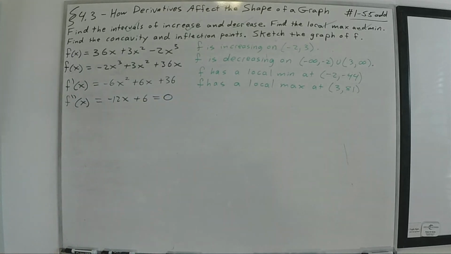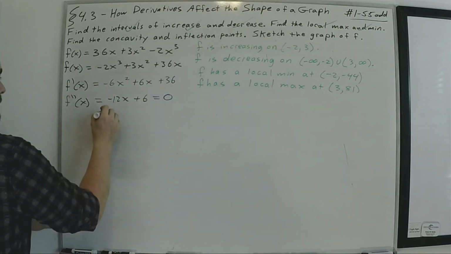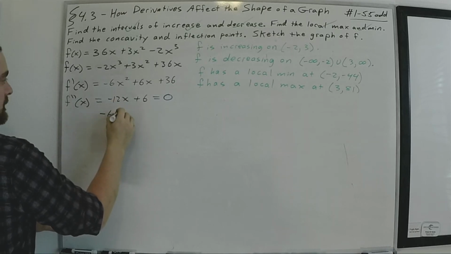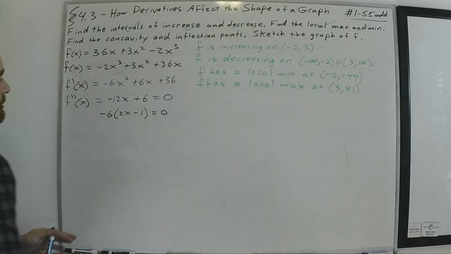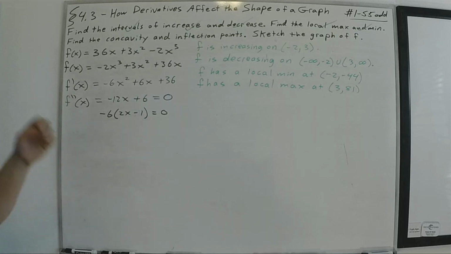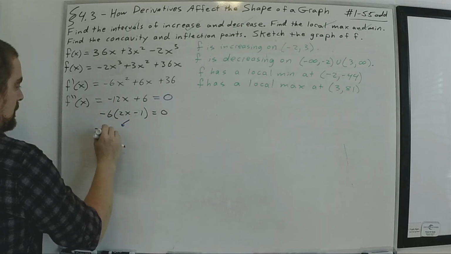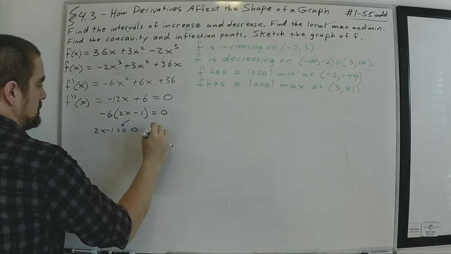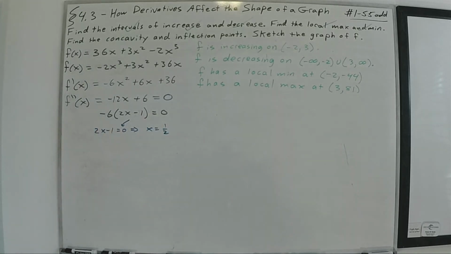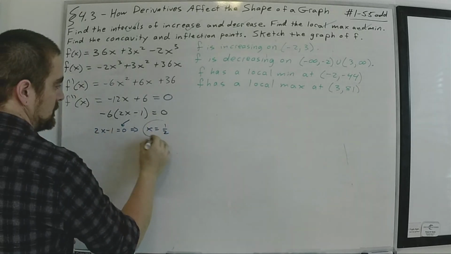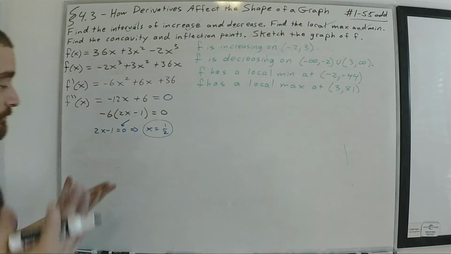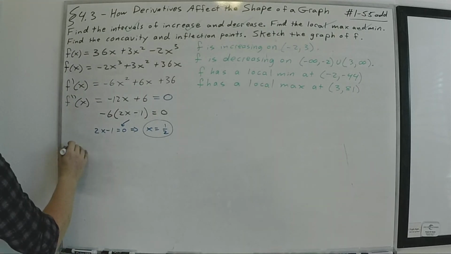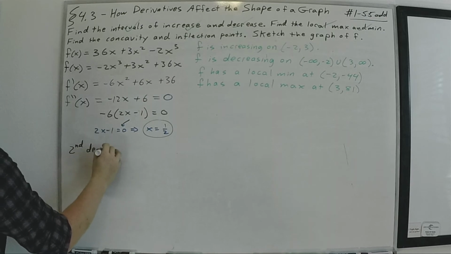I want to set that equal to 0. I'll factor out the negative 6. Now it'll give me 2x plus 1, or sorry, minus 1. All right, there's negative 12x plus 6. So I just factored that out. So the only thing that's going to make this 0 is if 2x minus 1 is 0, which means x equals 1/2. Add the 1, divide by 2. Now, I don't exactly know if this is an inflection point just yet. If it is, great. If it isn't, also great. Like, who's to say? So I need to do my second derivative test.